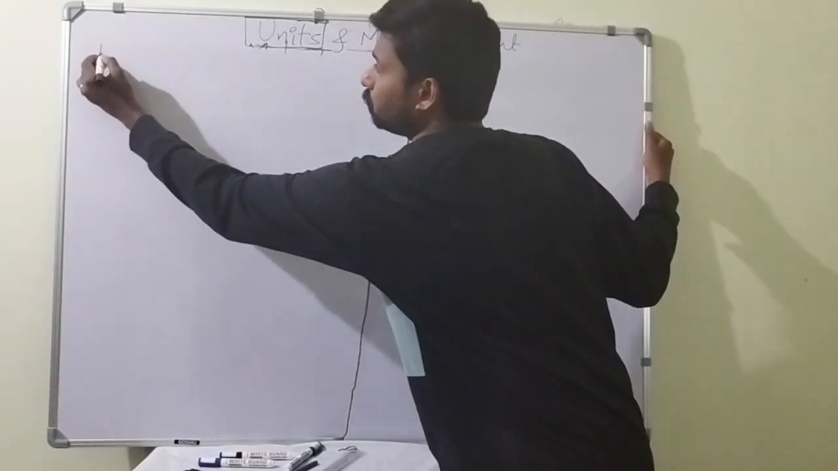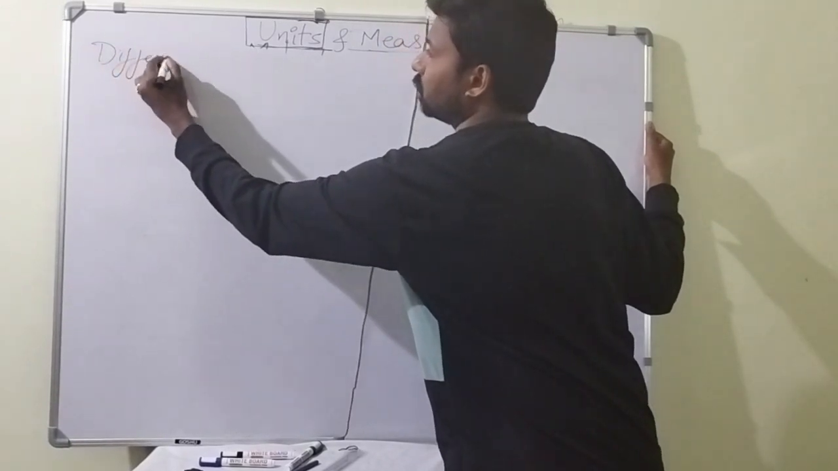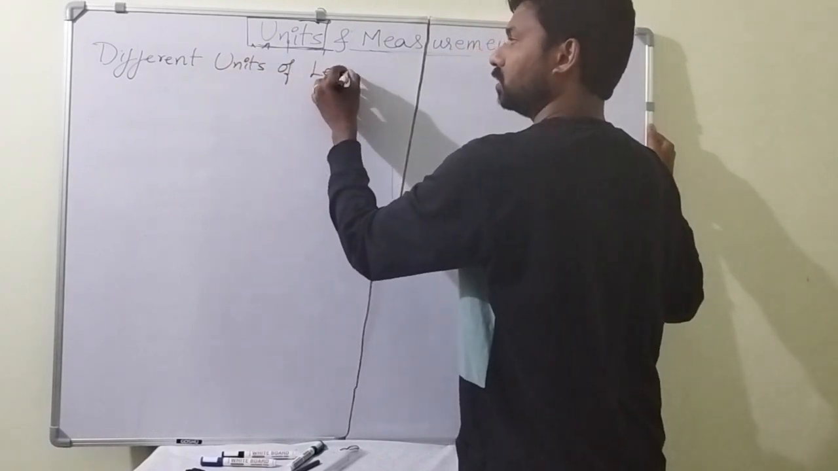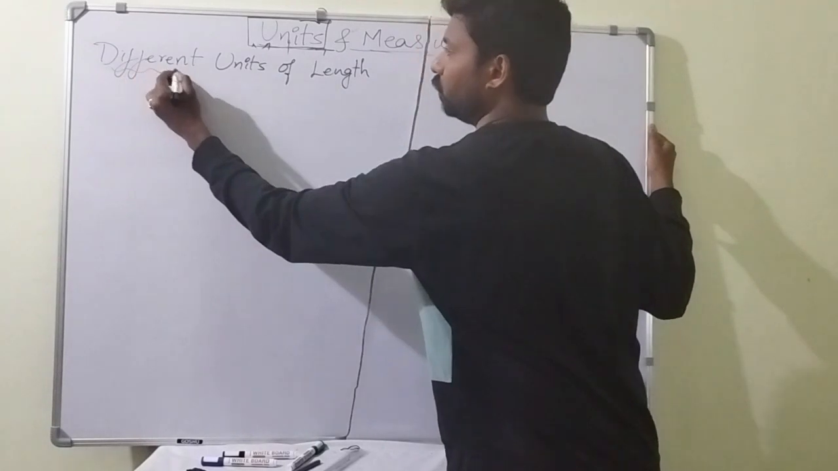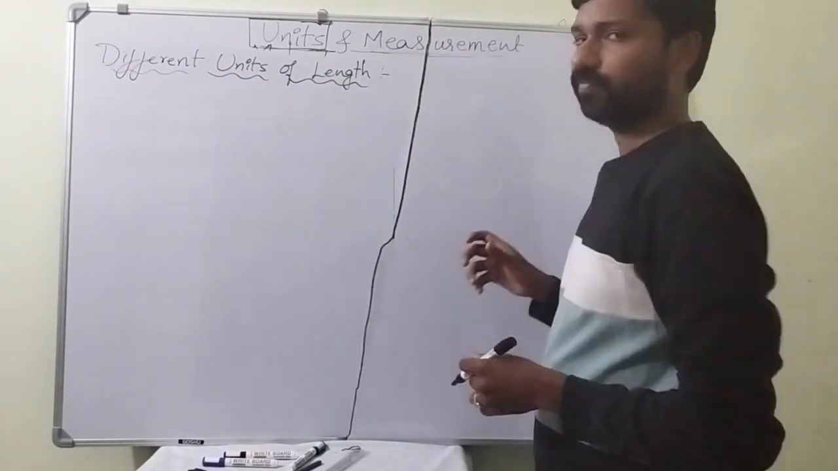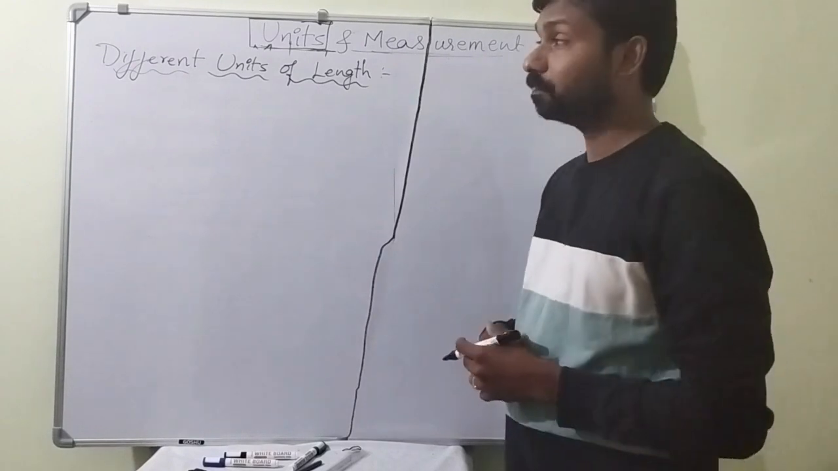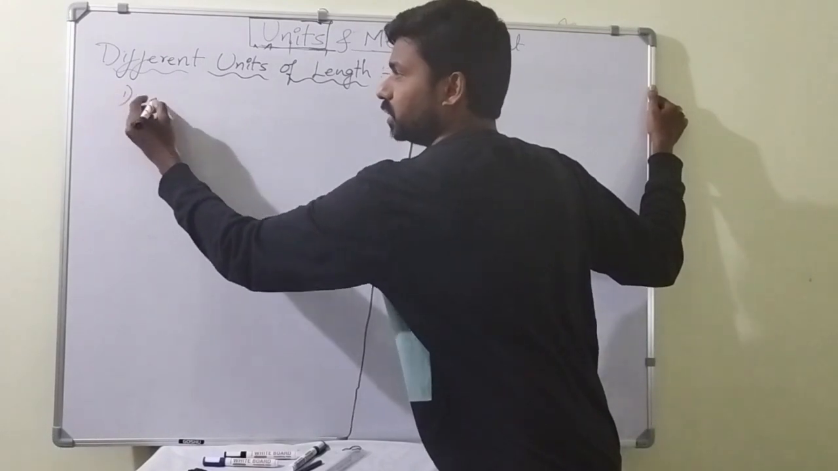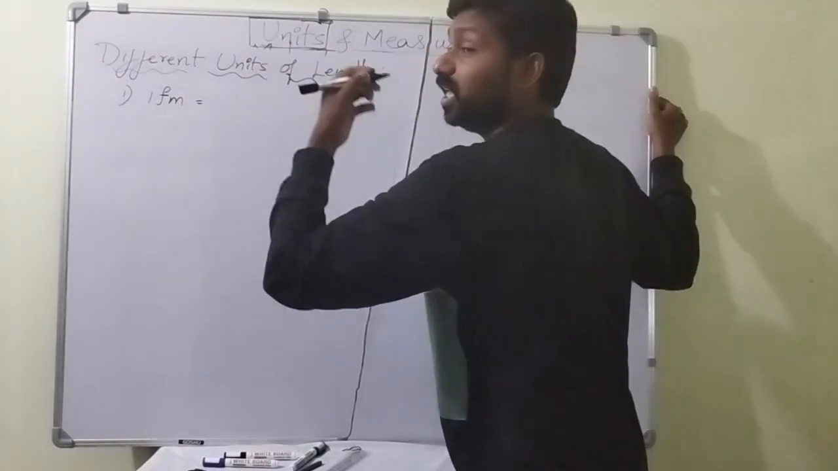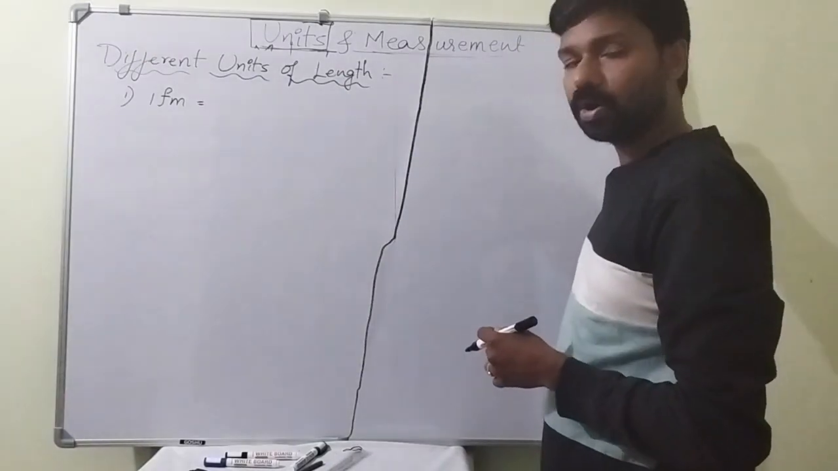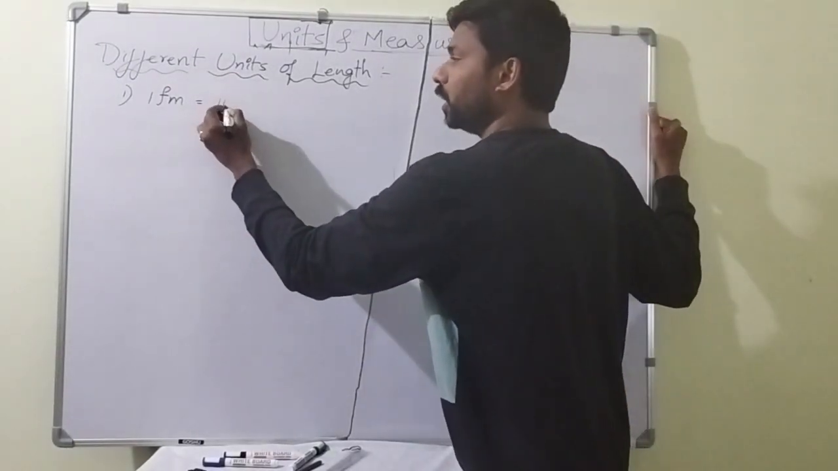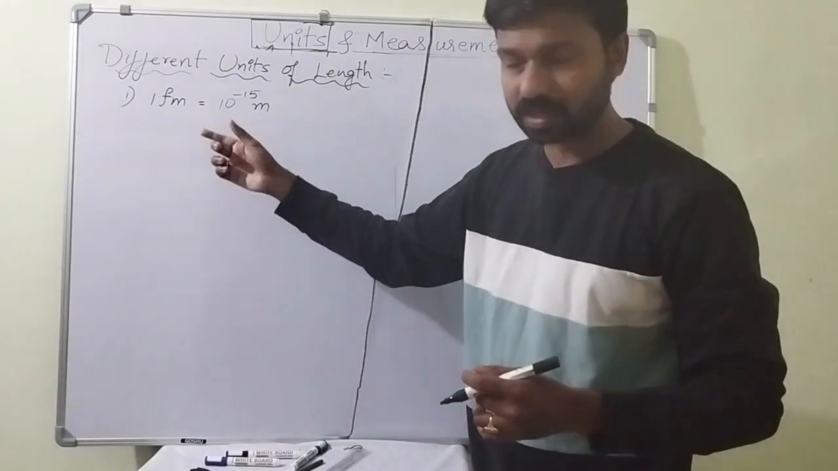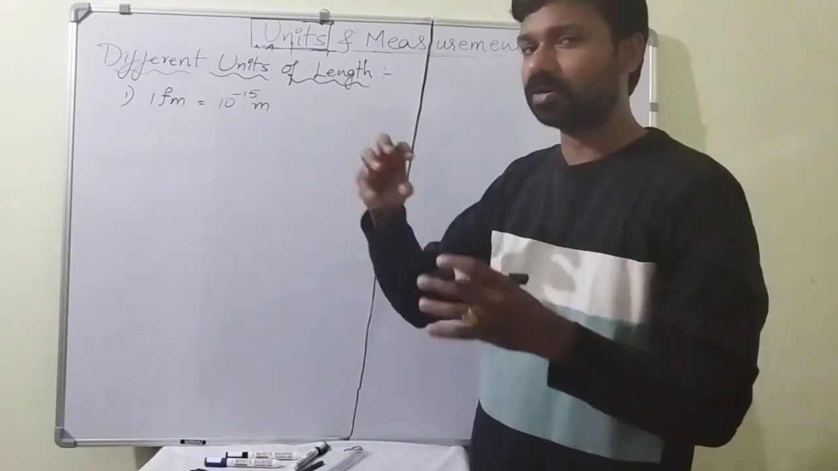So put the heading: different units of length. We will be using different units for length in our concepts. Listen to this carefully. First one, 1 femtometer or 1 Fermi, is equal to 10 to the power of minus 15 meter. Basically, the size of the nucleus, or radius of the nucleus, is in this order.